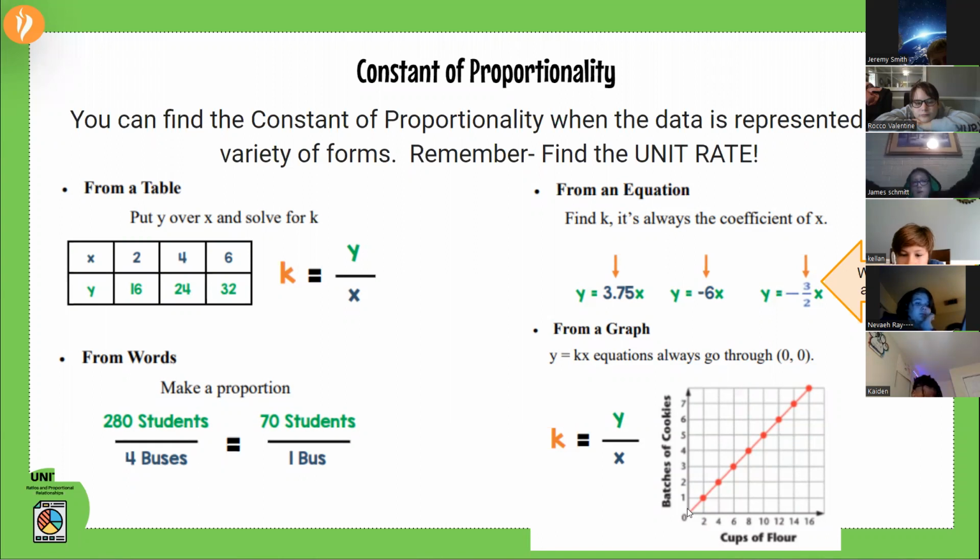Okie dokie. What time do we get out of here? 11:30? 11:30. Oh, we're almost out of time.